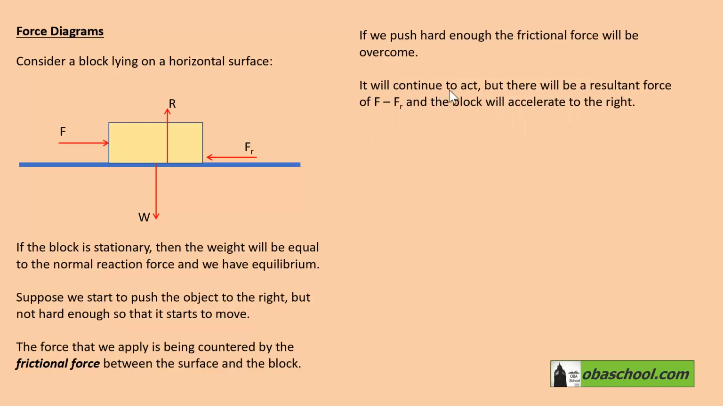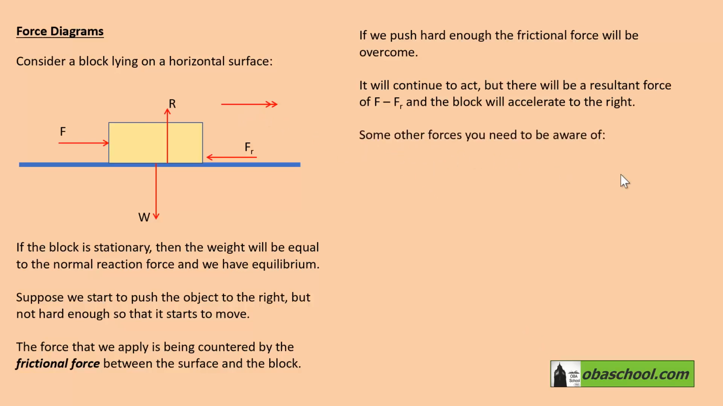The frictional force will continue to act, but there will be a resultant force of F minus Fr. F is greater than Fr now, and the resultant force is F take away Fr. Just imagine that we're pushing with 10 newtons of force this way, and that the frictional force is 8 newtons, then there'll be a resultant 2 newtons pushing to the right. Acceleration is often shown on these diagrams with a double-headed arrow.